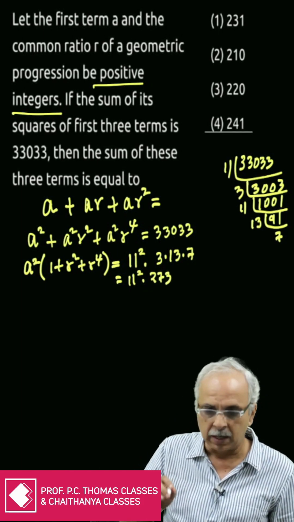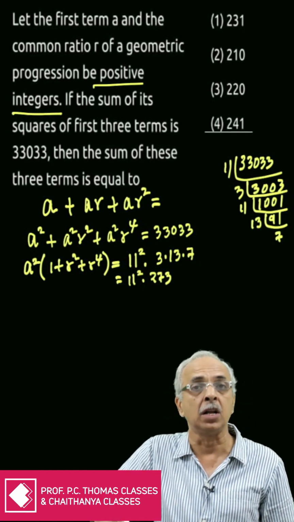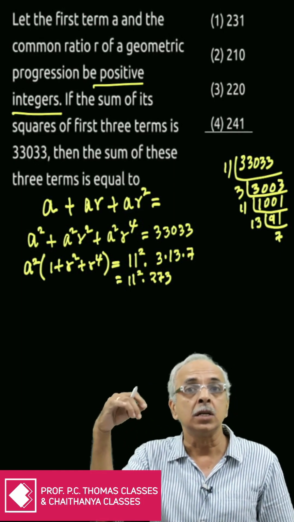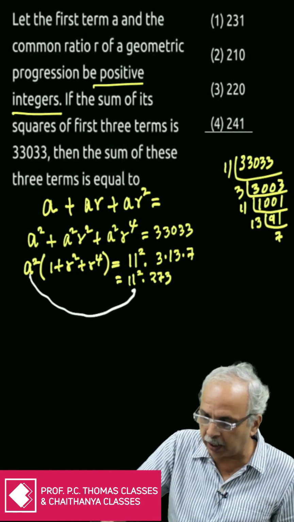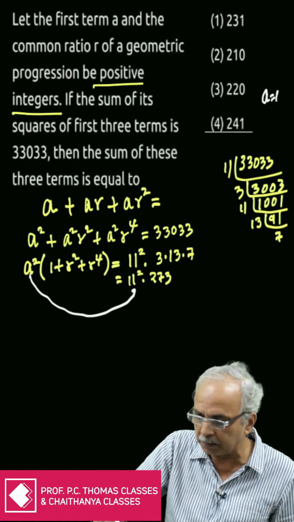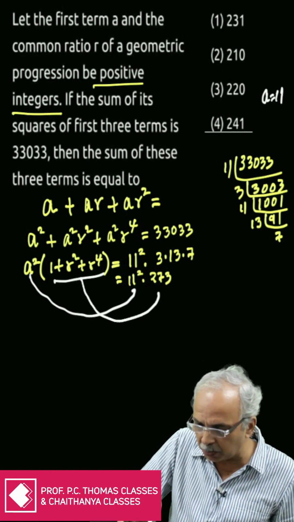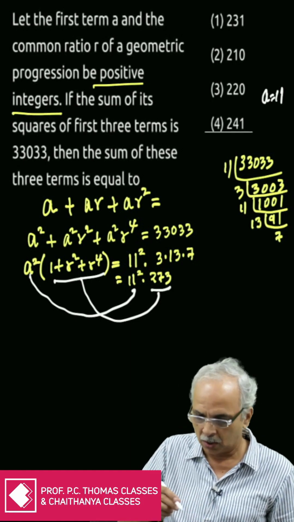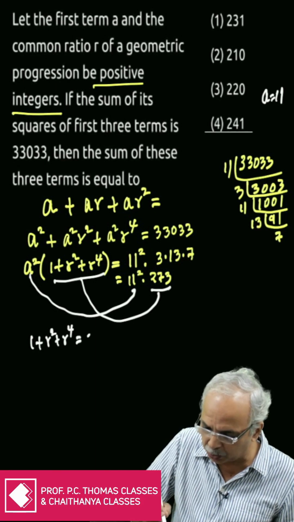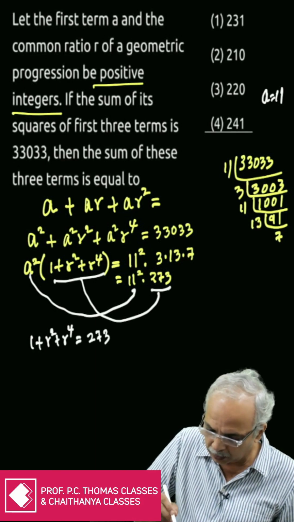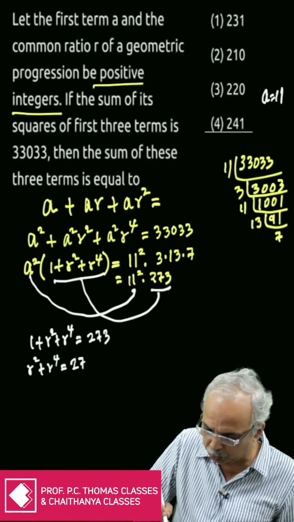Which means all these numbers, 11, 13, 7, 3, are prime numbers. That means A square should be 11 square, or A equals 11. And 1 plus R square plus R raised to 4 should be 273. That is, R square plus R raised to 4 is 272.